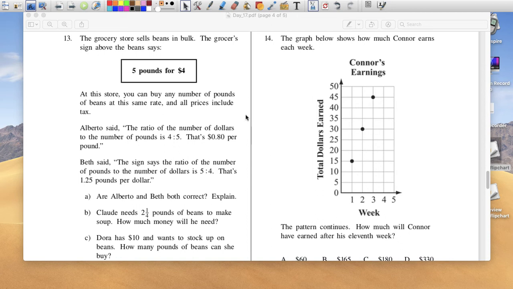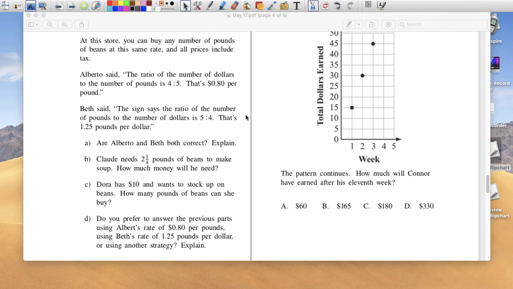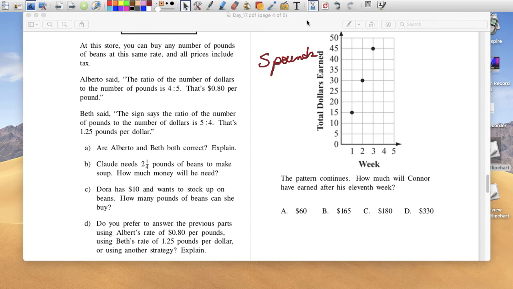The grocery store sells beans in bulk. The grocer's sign above the beans says 5 pounds for $4, okay? So let me just write this somewhere. 5 pounds for how much? For $4.